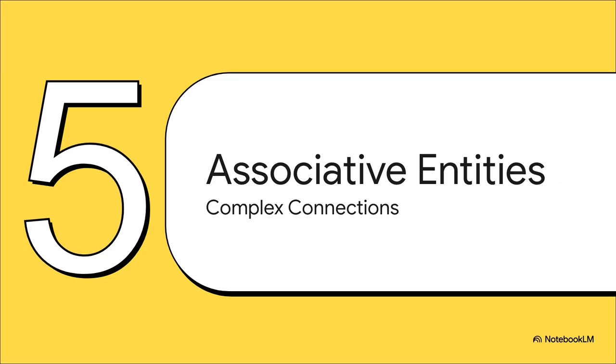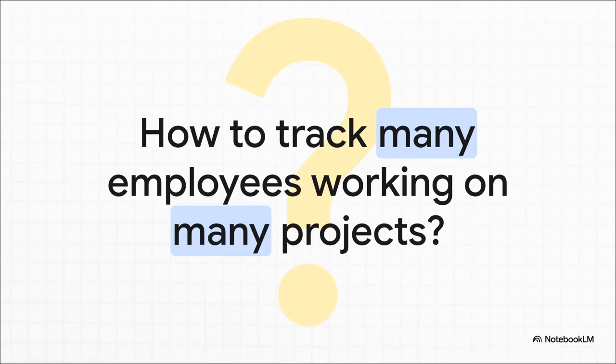Okay, now we're getting into a really common but kind of tricky design problem. What happens when you have a complicated relationship between two strong entities? This is where a really cool tool comes in, a special type of entity called an associative entity. Just think about this scenario. An employee can work on lots of different projects over time, right? And any given project is going to have lots of different employees assigned to it. This is what we call a many-to-many relationship.